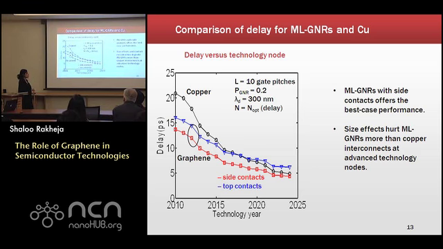So the key message over here is that size effects and improper contact couplings will tend to hurt multi-layer graphene interconnects quite a lot at advanced technology nodes, and this needs to be incorporated in all of the technology assessment that we do with these interconnects.